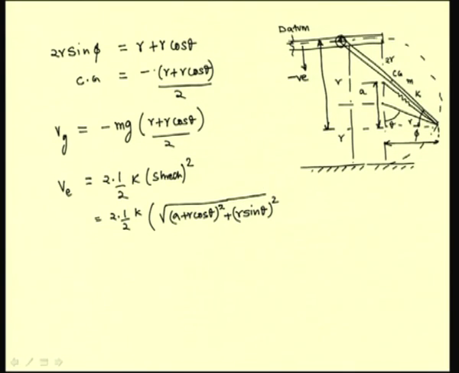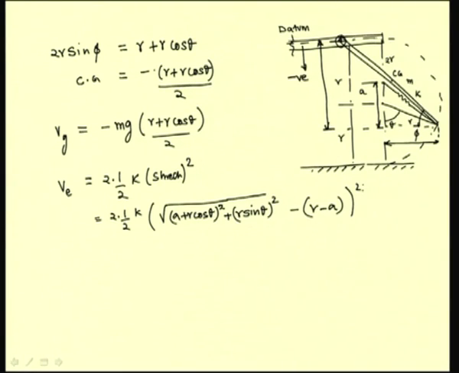And so, the stretch or the length of this spring is root of a plus r cos theta square plus r sin theta square minus r minus a, which is the original length of the spring, that is r minus a, the whole square. So, now we have got the expression for the potential energy associated with gravity as well as the elastic potential energy. We can try to simplify this and write it as k times root of a square plus r square plus 2ar cos theta minus r minus a whole square.